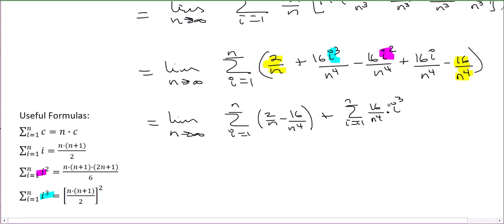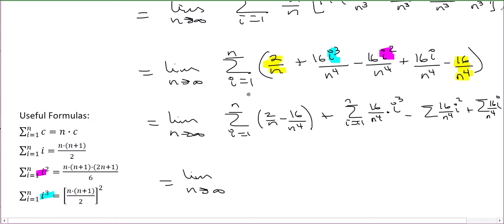So I can then replace sigma i cubed with this formula. And then plus sigma of the i squared. Oh, that's a minus. Minus sigma, and it's 16 over n to the 4th again, i squared, and then plus sigma 16 over n to the 4th, that seems to be the common term, i. And now I can use my formulas. So I still have my limit as n goes to infinity of the first one.